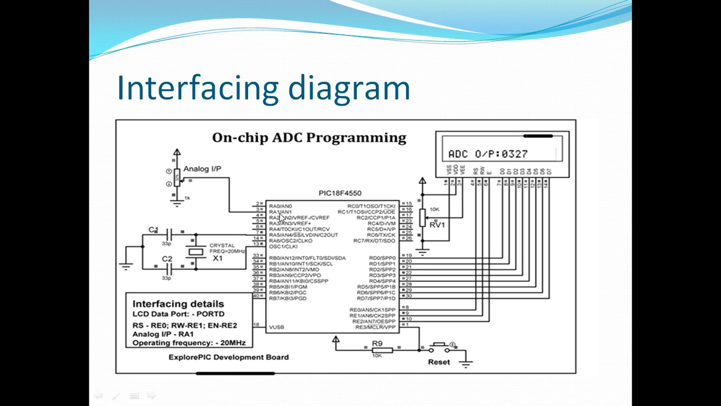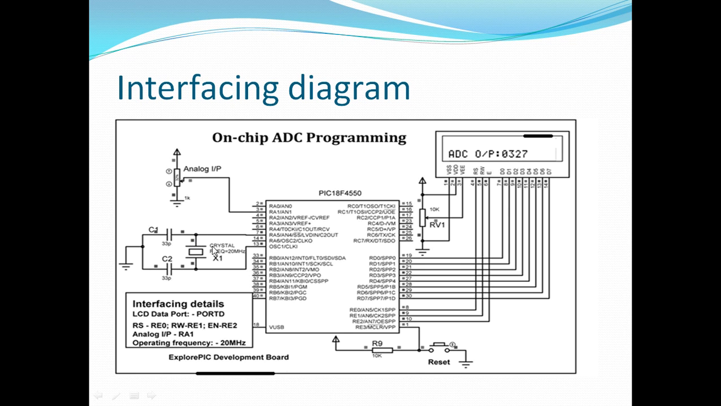Here you can see the circuit diagram, which can be used for interfacing a 0 to 5 volt signal to this particular RA1. AN1 we have selected for this circuit diagram. So you can apply a 0 to 5 volt signal to RA1, AN1. The output will be displayed on an LCD panel, and port E is used as a control port, and port D is used as a data port. So this is a simple connection that we require for on-chip ADC programming.